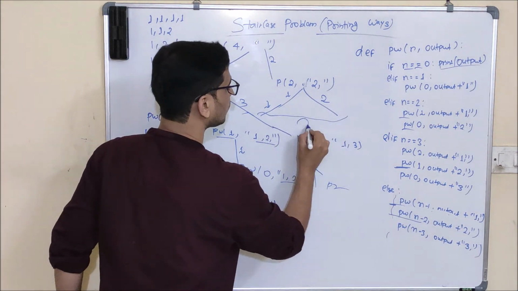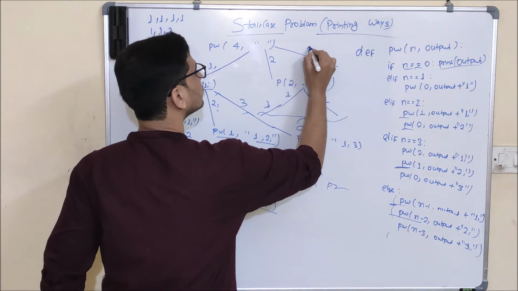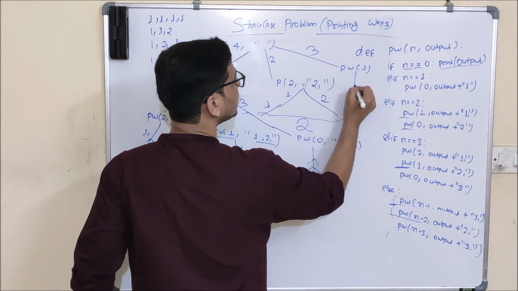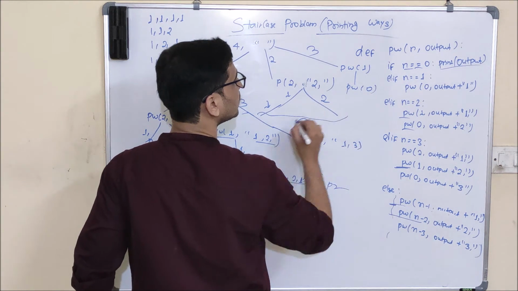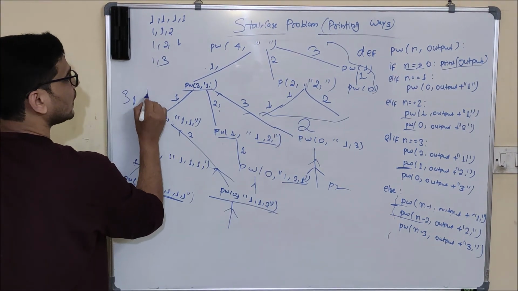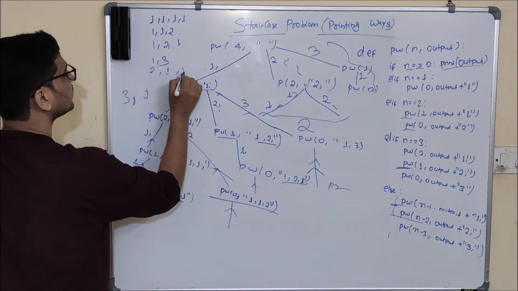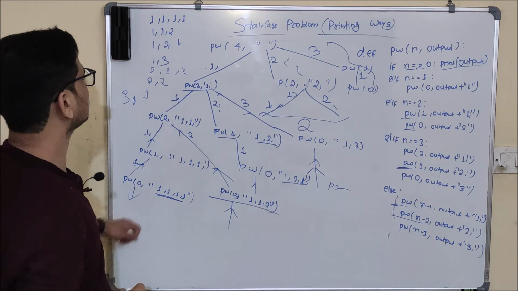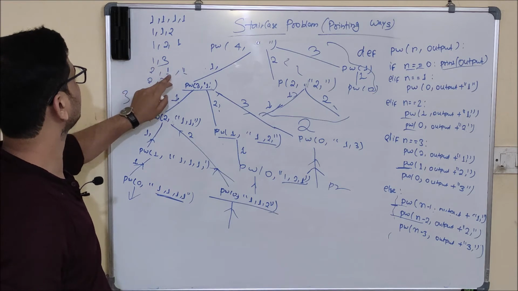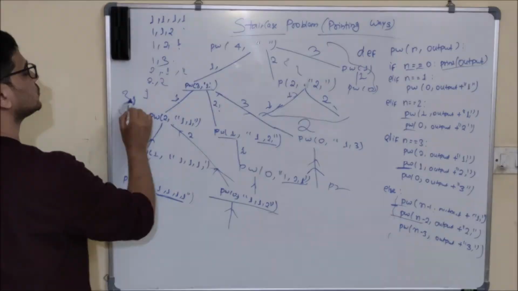So we will get 2 more outputs from here, and at last pw of 4 will take a 3-step jump and will call pw of 1, and then pw of 1 will call pw of 0, taking 1 step. So this is what we will get from here, and you can see here 2, 1, 1 and 2, 2. So these are our ways: 1 1 1 1, 1 1 2, 1 2 1, 1 3, 2 1 1, 2 2 and 3 1. So these are our ways: 1, 2, 3, 4, 5, 6, 7.